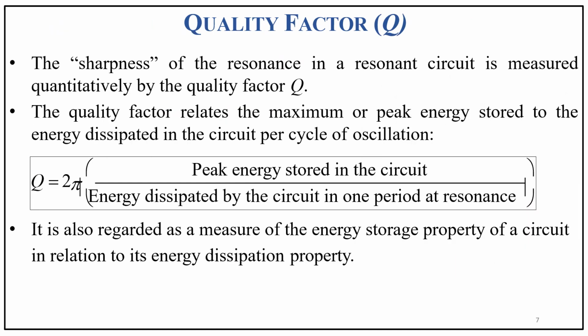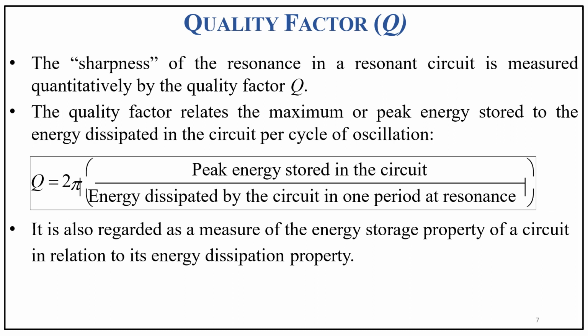Next is quality factor. The sharpness of the resonance in a resonant circuit is measured quantitatively by the quality factor Q. The quality factor relates the maximum or peak energy stored to the energy dissipated in the circuit per cycle of oscillation. That is, Q is equal to 2 pi into peak energy stored in the circuit by energy dissipated by the circuit in one period at resonance.